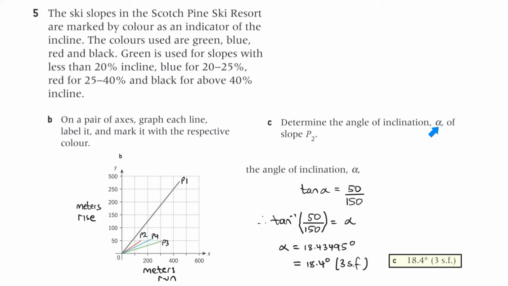C, determine the angle of inclination alpha of the slope P2, so that's P2 there. So basically you want to find the angle between that red line and the horizontal axis. Well, that'll be the tan of that angle because it's rise over run, opposite over adjacent. So the tan of that angle is 50 over 150. We know that's 50 over 150 because they told us in part A that it was a 50 metre rise over 150 run. So that's tan to the minus 1 of 50 over 150 on your calculator. That gives us alpha. That's 18.43495 degrees or 18.4 degrees. That's the answer in the back of the book.